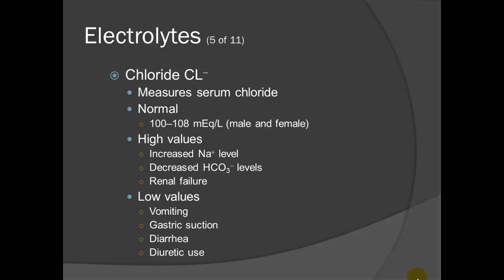Chloride, measures serum chloride. Chloride is pretty much essential in all the bodily fluids, and it's an essential electrolyte located in all the bodily fluids. It's responsible for maintaining acid-base balance in the body, transmitting nerve impulses, and regulating fluid in and out of the cells. Normal is going to be 100 to 108 milliequivalents per liter, both male and female. High values: increased sodium levels could cause this. Sodium and chloride like to stick around with one another. Also decreased bicarbonate levels, renal failure. Low values: vomiting, gastric suctioning, diarrhea, or diuretic use.